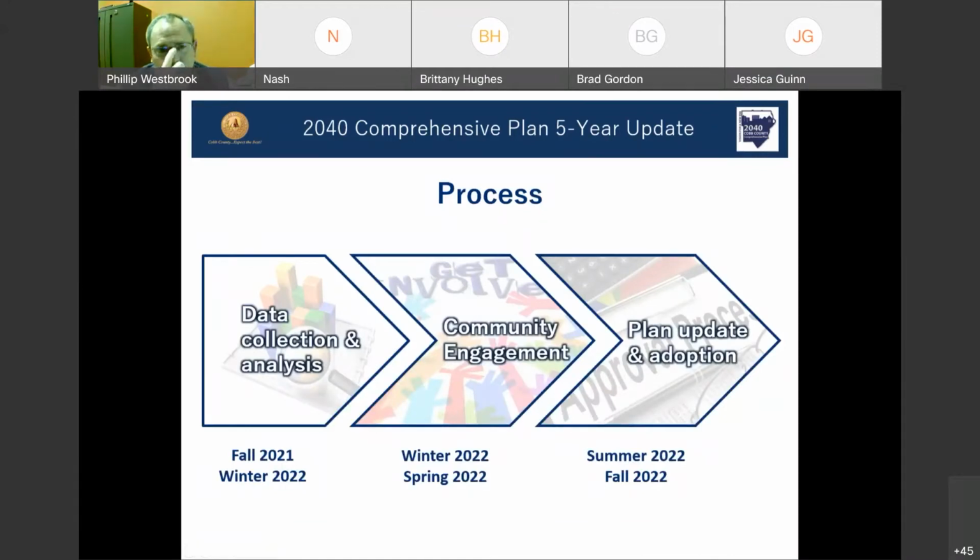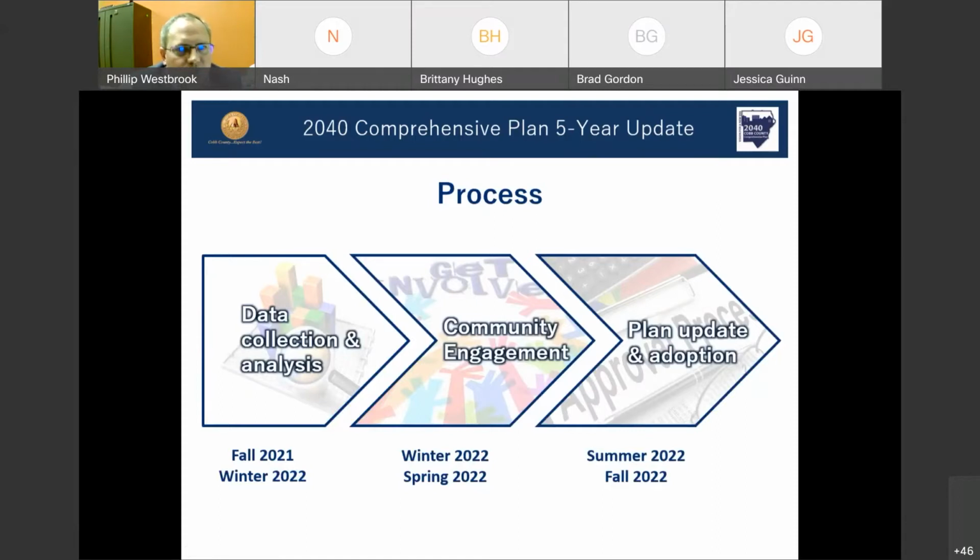So what's that process look like? Well, there is a detailed version or a detailed process, but for our meeting here tonight, I'm just going to take a quick broad look at the overall update process.